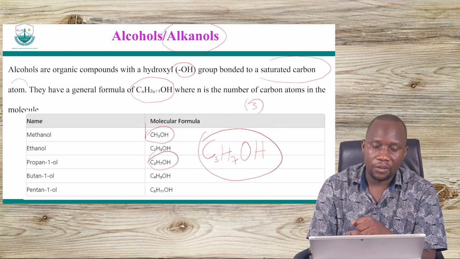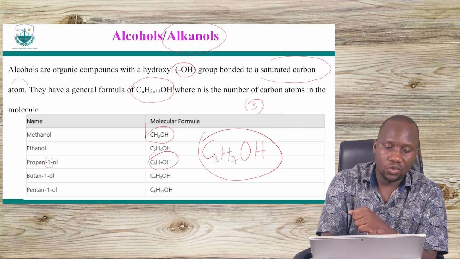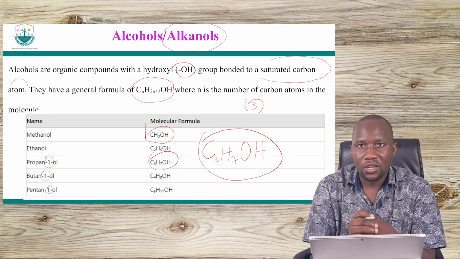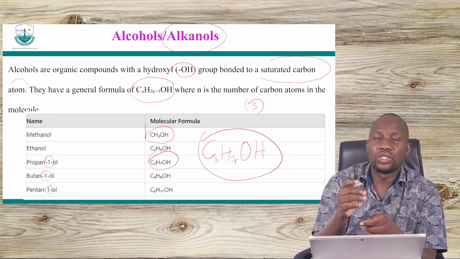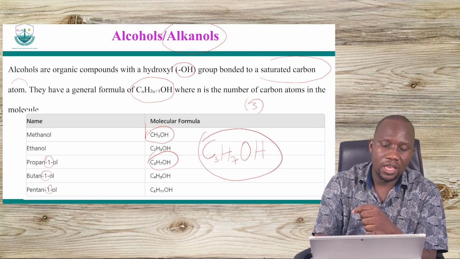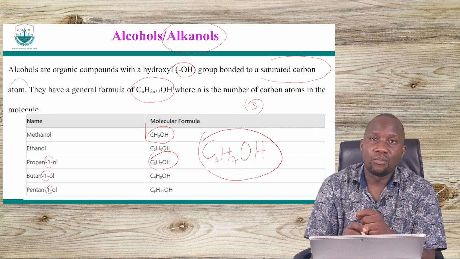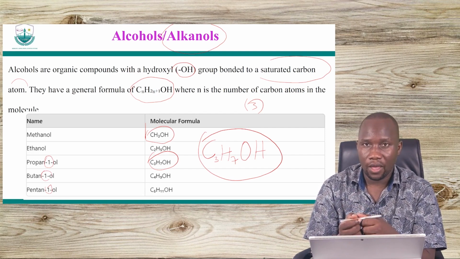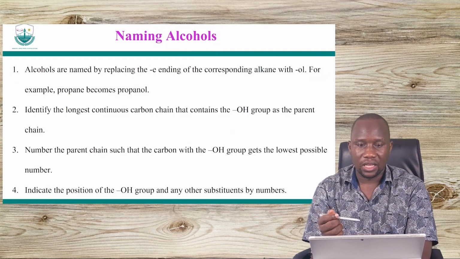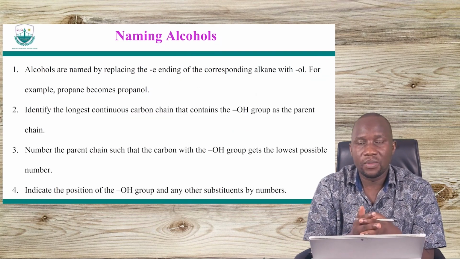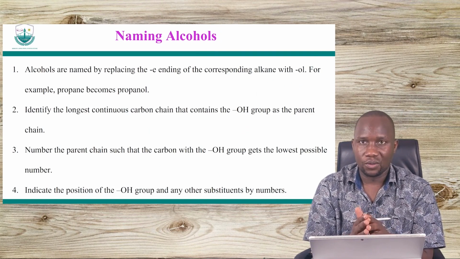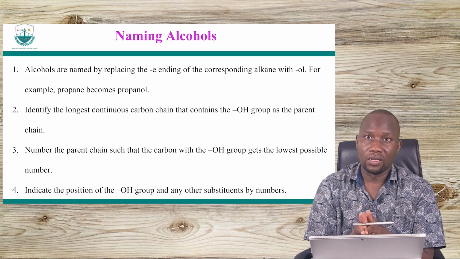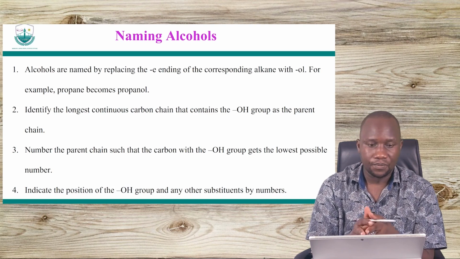Now, I have not been mentioning this one here. I guess you know what this one means. Yes, that one actually means the position of the functional group, the OH. So here it is indicating to us that the position is on carbon atom 1. Yes, that's very important. So how do we name these alcohols? We usually follow similar rules of naming organic compounds. Let's look at these rules once again.